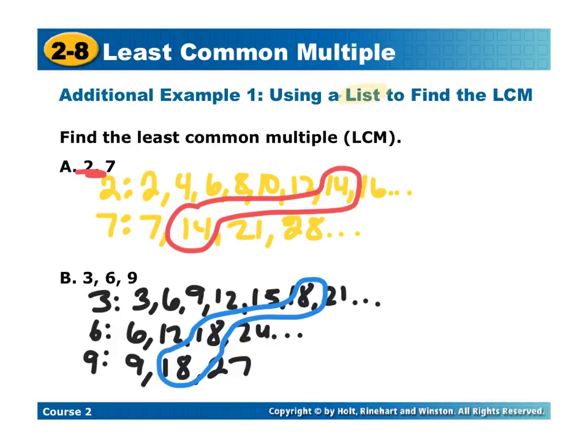Now, with these smaller numbers, it's not too bad using the list method, and it can actually go fairly quickly. The only thing you have to be careful of is sometimes you get bigger numbers, and so then you don't necessarily know the multiples, or you end up having to go for quite a while, and so you just have to be aware of how you're using the tools.